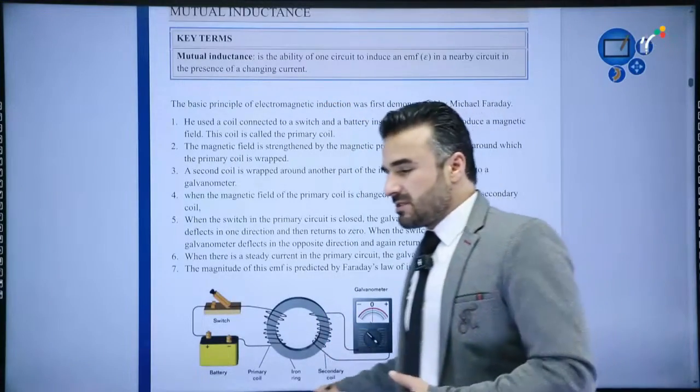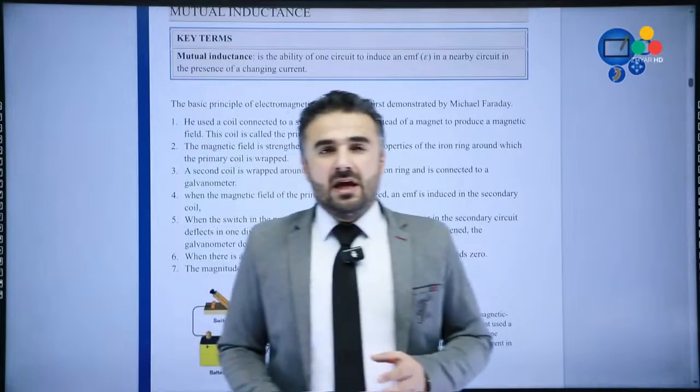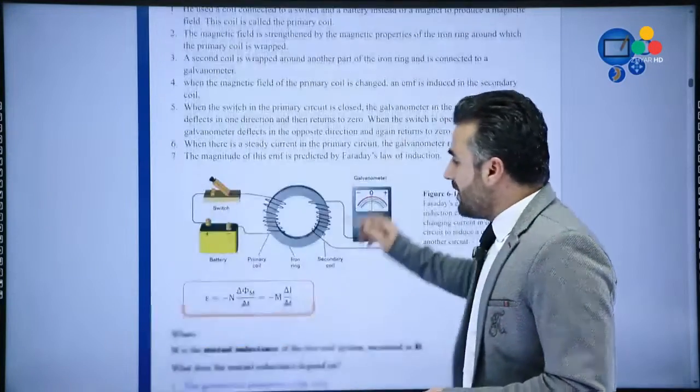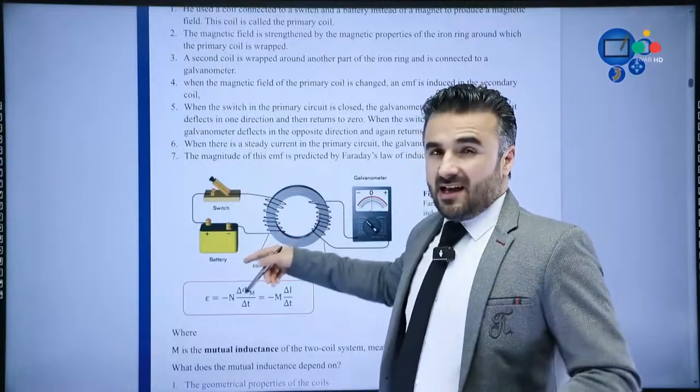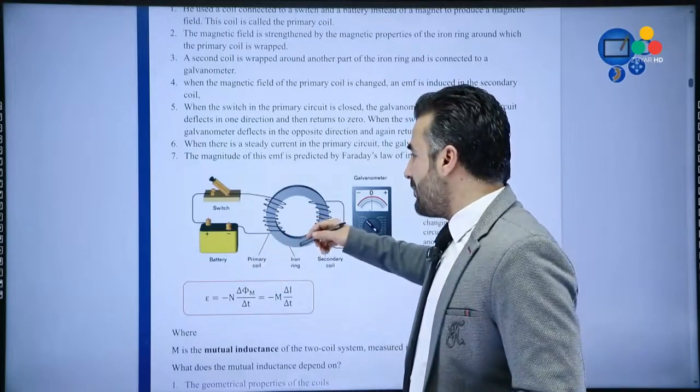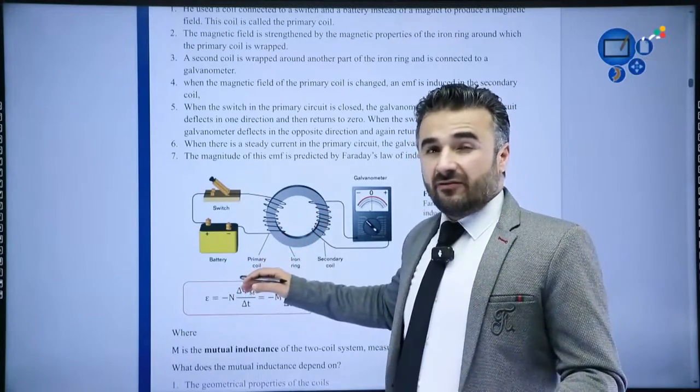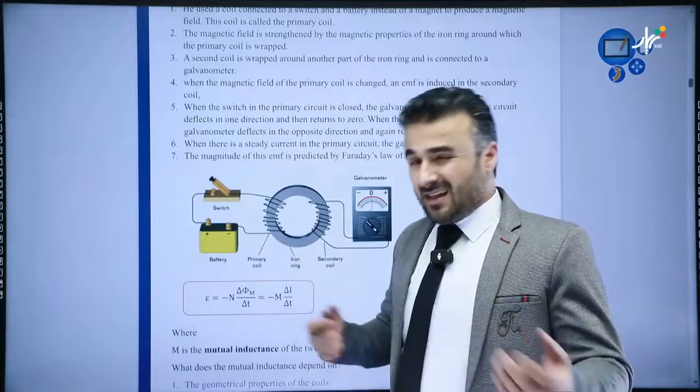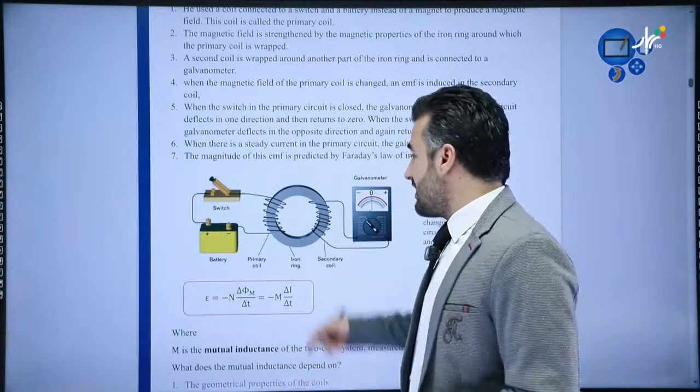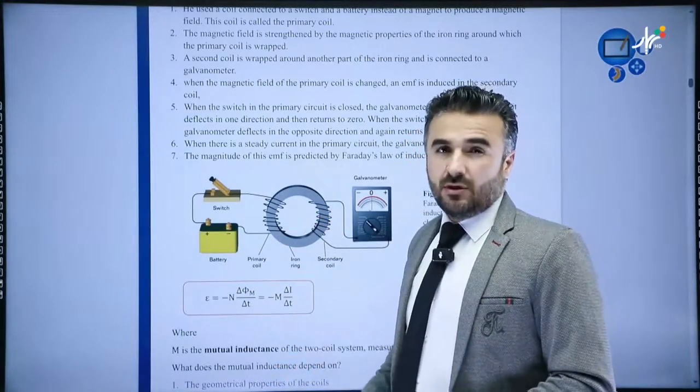And remember this, this happens in the presence of a changing current, because if the current does not change here, the magnetic field around this coil is not going to change. And if this doesn't happen, then of course there's no change in the magnetic field, no change in the magnetic flux as well. And if that is the case, then of course there will be no induced electromotive force.